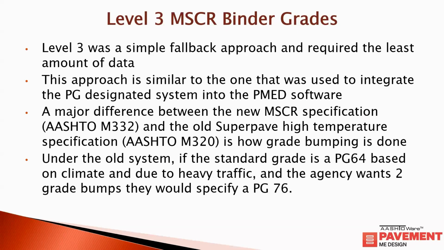Under the old system, if the standard grade is a PG64 based on climate and your traffic requirement, and the agency wanted to do a 2-grade bumping, then you have to specify a PG76. So if your original requirement was PG64-22 due to heavy traffic, you have to use a PG76-22. So you have to use a much stiffer binder, although it is not required from a climate or temperature standpoint.